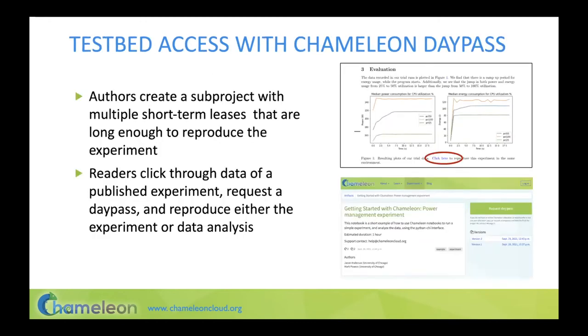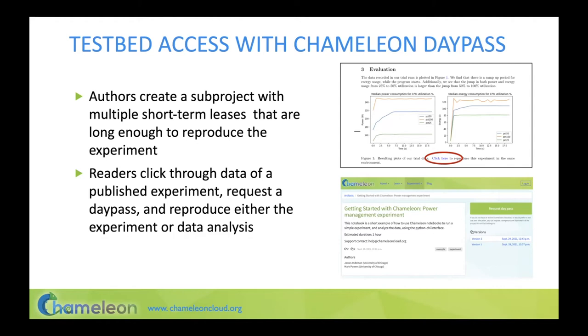So now you'd like to do what I showed at the beginning, right? You'd like to say, click here to reproduce this experiment. And in that paper, if you click, it will take you to Chameleon and will say, request a Chameleon day pass. And you can do that. You can request from the author of the experiment a day pass, an allocation on Chameleon for a short time for the purpose of reproducing this specific experiment. And if you reproduce it and you like it, you can always go and create your own Chameleon project, right? So this is just something to make it easier, make it streamlined for people to get access for the purpose of reproducing, right?